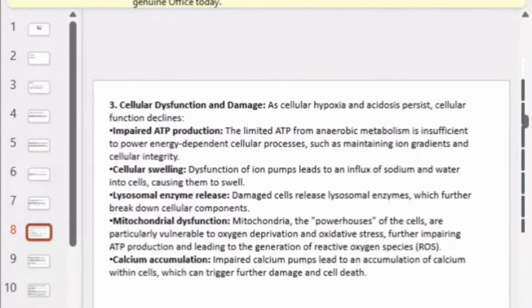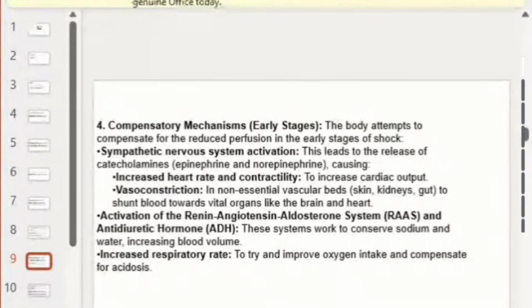And this compensatory mechanism starts to take effect by activating maybe the sympathetic nervous system to produce norepinephrine. And this norepinephrine will increase the heart rate. And as you know, it will lead to vasoconstriction of blood vessels, and it will increase the blood volume.